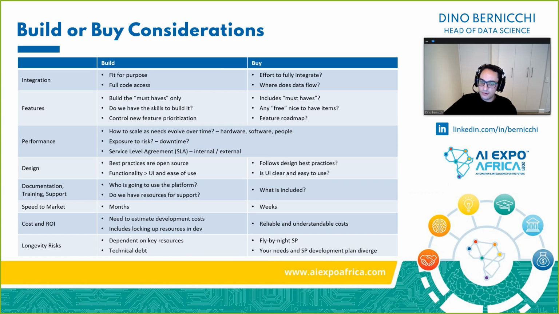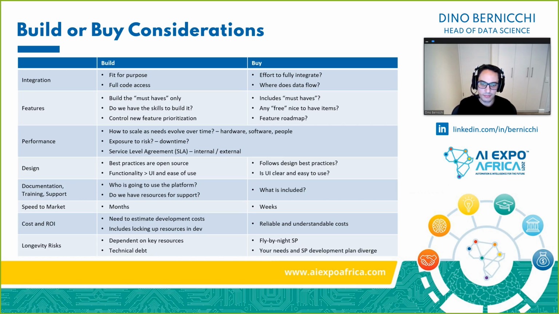And then longevity risks. So if you've got some key resources inside the organization that build your AI platform, there's obviously some key dependency risks there, and there might be some technical debt if you take some shortcuts to build the solution quickly and don't invest enough resources to build something that will last a longer time.